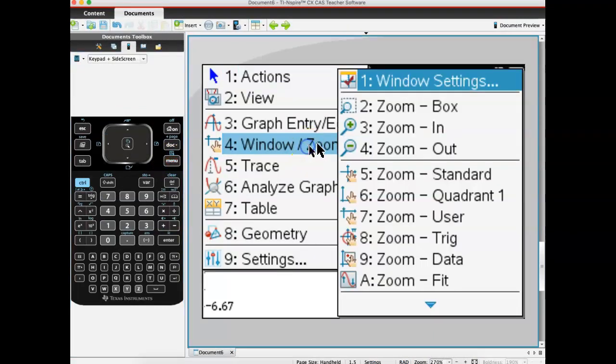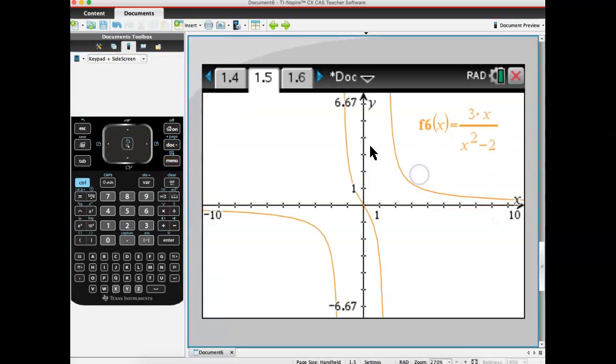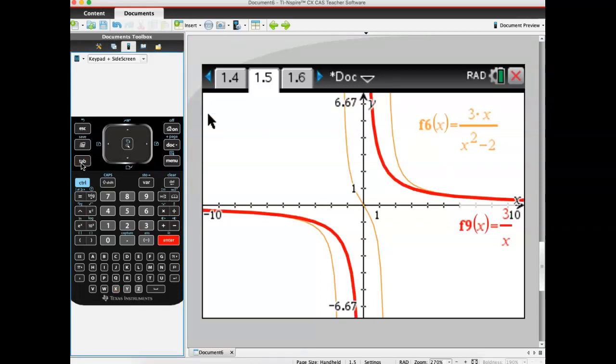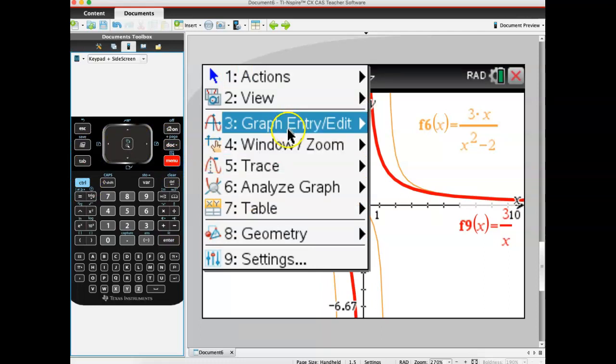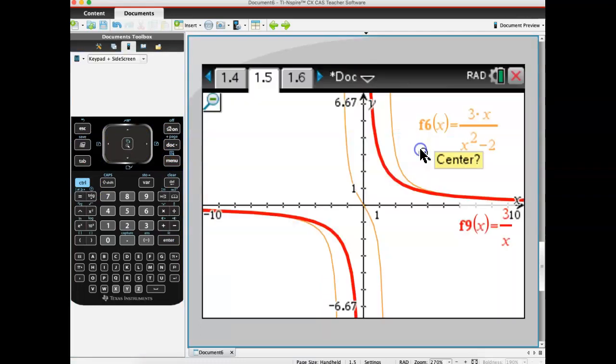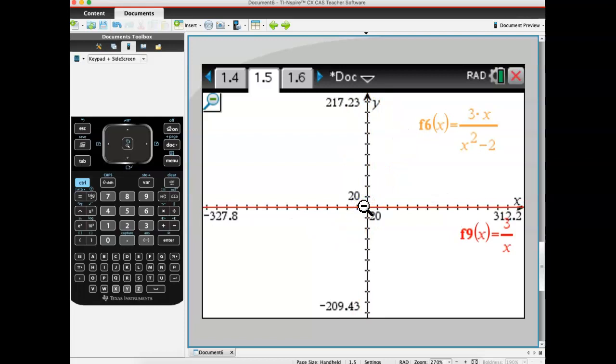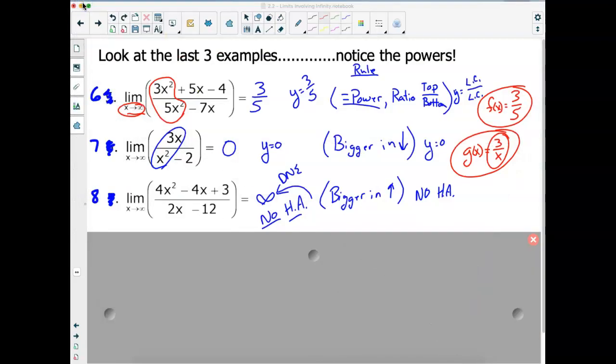So if I came back to that graph and zoomed back to a standard window, and I put 3 divided by x in the same one, as I zoom way out, a yellow graph is going to turn into the red graph sooner or later. I'll zoom out far enough that I can only see what's going on way out to the right and way out to the left, hence the name end behavior model.